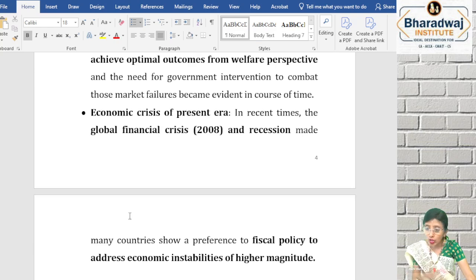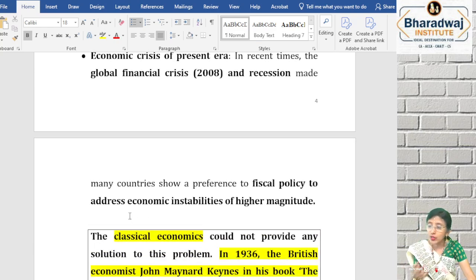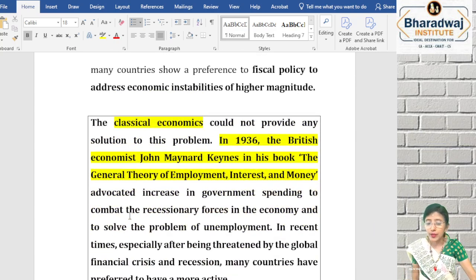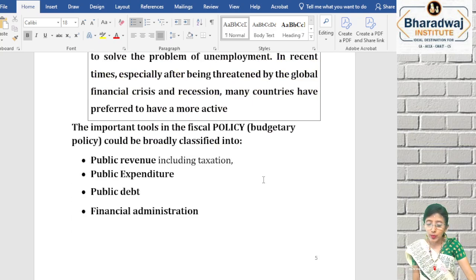Then the economic crisis of the present era. It all said that fiscal policy. See, COVID, what happened here? Fiscal policy stimulus, fiscal package, free essential kit pack was given. All those things, right? Government is giving. Classical economists did not talk about fiscal policy intervention. It is Keynes, in his book The General Theory, who brought about that point very clearly.